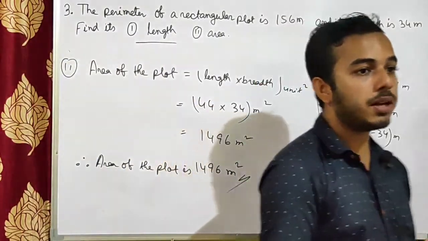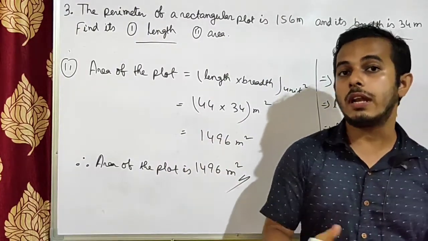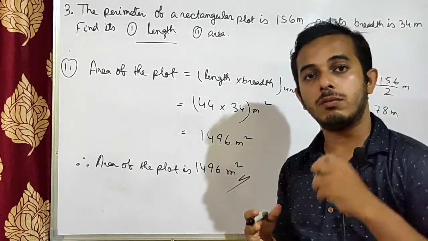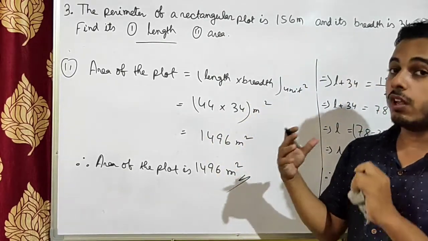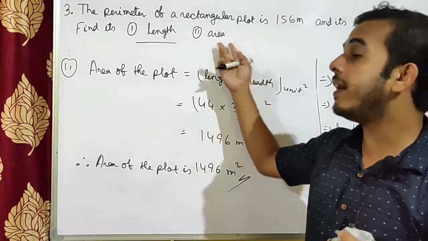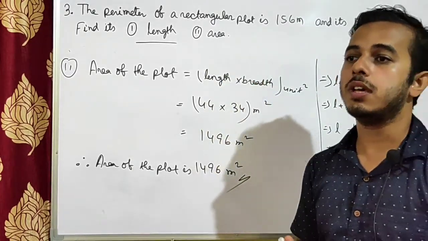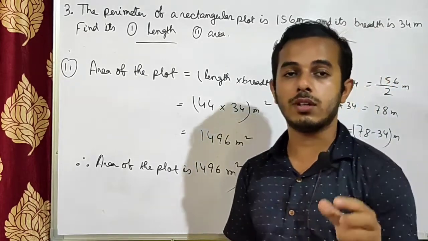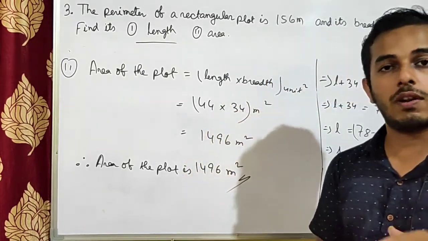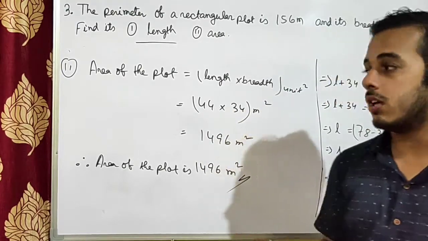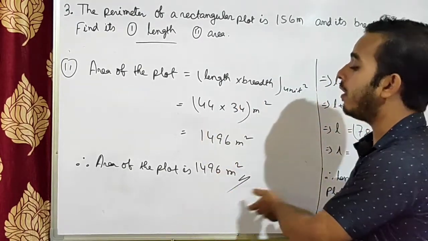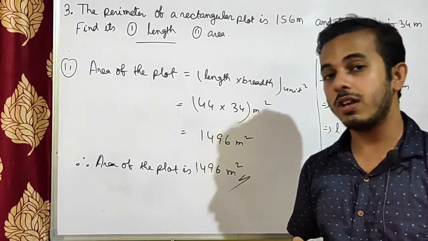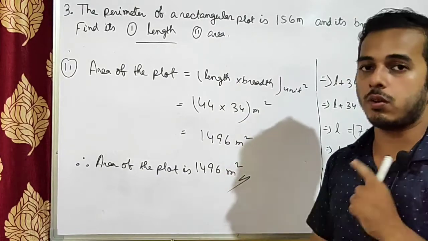This question was a bit different, right? Here perimeter is given, breadth is given. We have to find out length. So how did we find the length? We found the length from its perimeter. After finding length, it is asked that we find area. Finding area is very easy. Since we know length and breadth, the product of length and breadth is the area. We multiplied length with breadth and found the result, 1496 meter square, which is our required area of the rectangular plot.